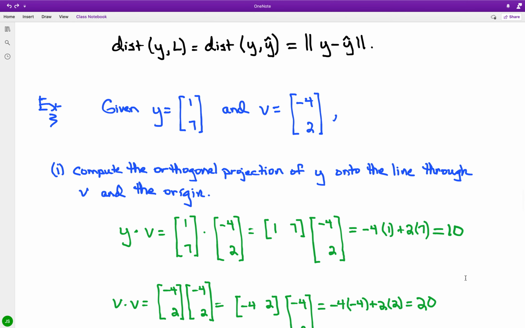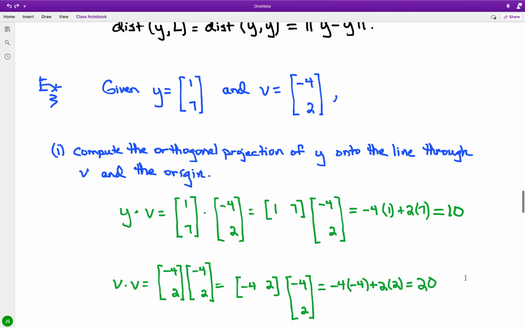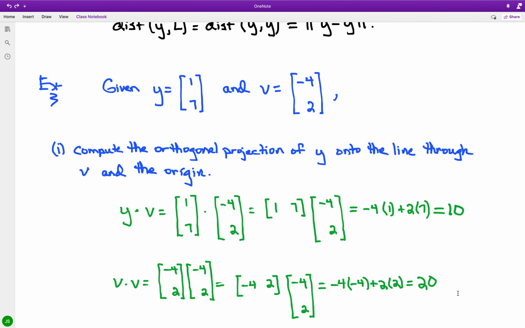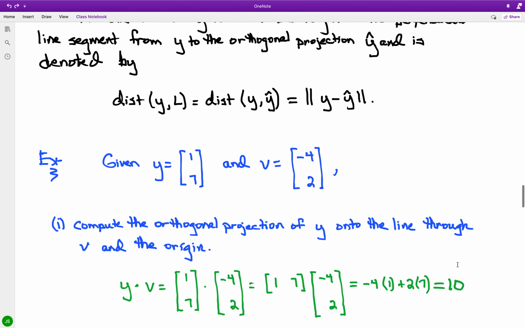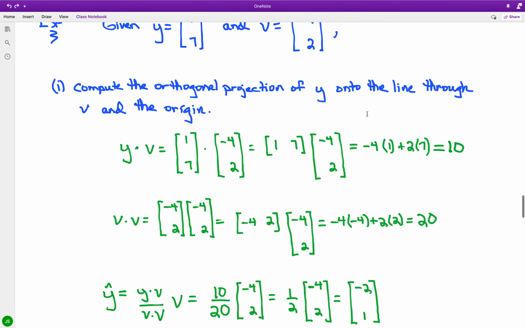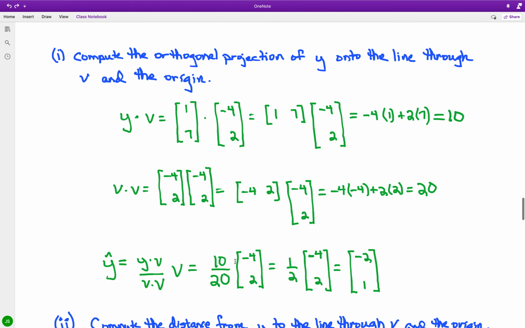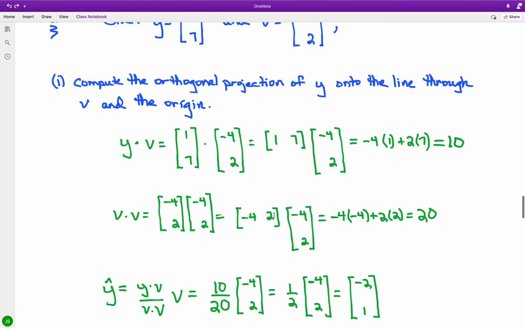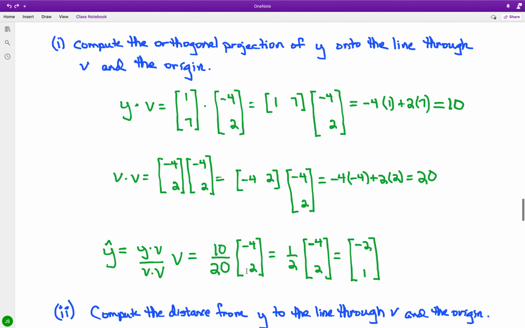As for the other ingredient, the dot product between v and itself comes out to 20. Referencing the projection formula, you have y dot v all over v dot v, times v. You have y dot v at 10, v dot v at 20, and the given vector v at negative 4, 2. 10 over 20 reduces to 1/2, and multiplying by negative 4 and 2, the projection ends up at negative 2 and 1.